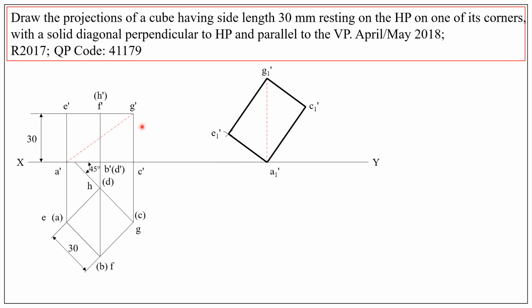So what is left out? Left out is B dash D dash and F dash H dash. For that, measure the distance C dash B dash, or this G dash F dash, both are same, C dash B dash or G dash F dash. So measure this distance G dash F dash and transfer this distance over here from G1 dash, and this point is H1 dash and F1 dash, and through this point draw a line parallel to this G1 dash and C1 dash and obtain the points H1 dash, F1 dash, B1 dash, D1 dash.